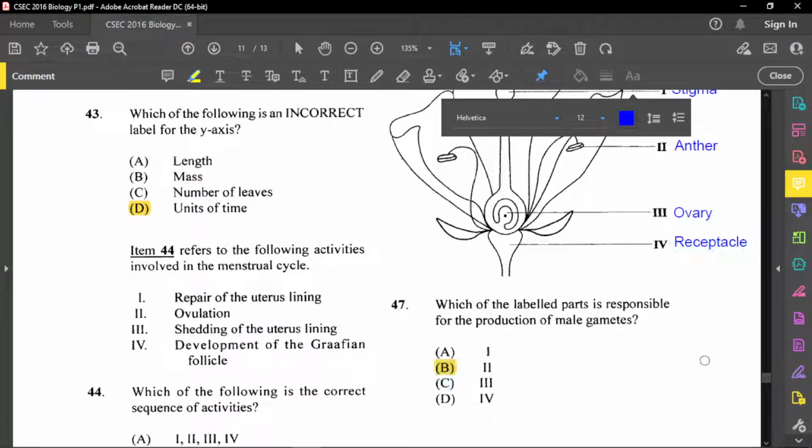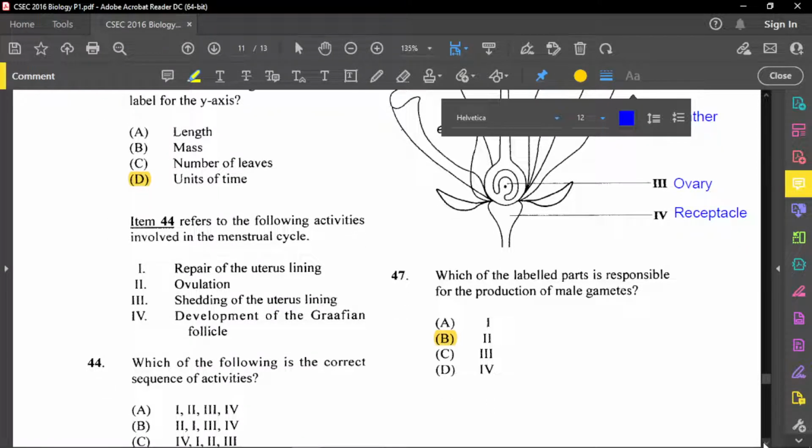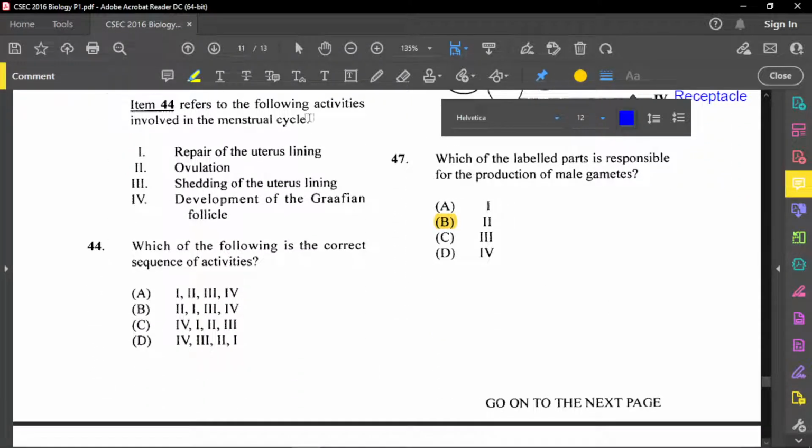So B is the correct answer right there. All right, let's go to 44 now. If we go to 44, because we didn't answer that one. All right, so 44 now: refer to the following activities involved in the menstrual cycle.